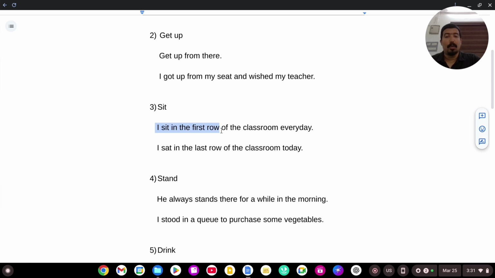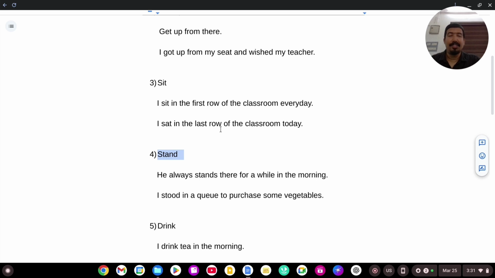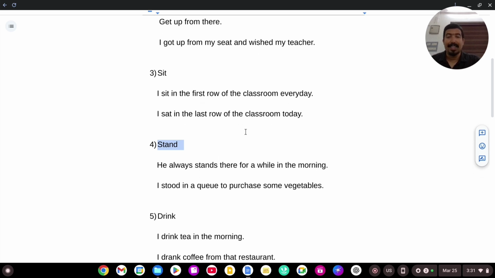I sit in the first row, that means something that you do every day, that's a habitual action. Here, I sat in the last row of the classroom today, this is what you did today. So, that is the second form of verb sit. Stand, all of you know the meaning of stand, that is just the opposite of sit. You stand, you are in an upright position, you are standing, okay.